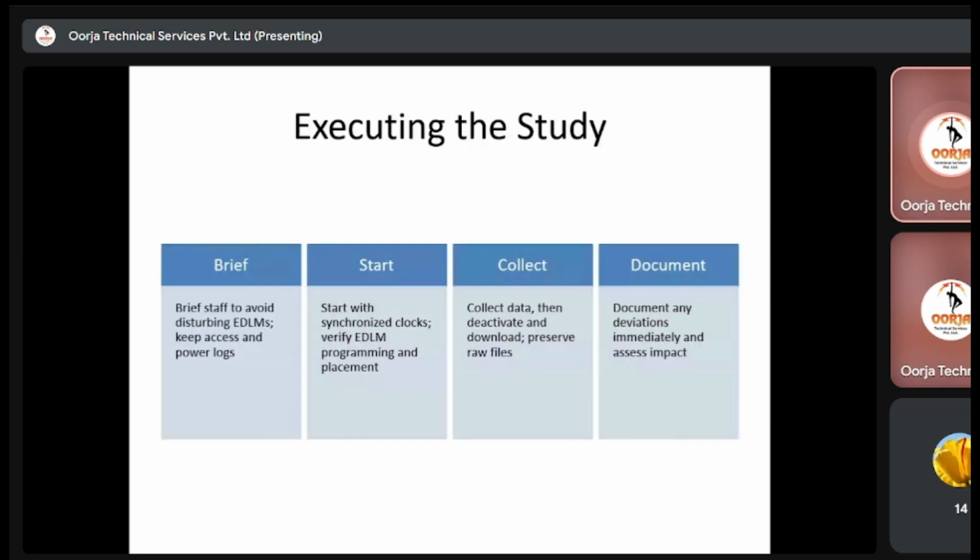Finally, next is to collect. We have planned everything, we have executed everything. Now it's time to record the data. So the mapping data is recorded for the entire duration in the data loggers, and we use that data to perform analysis.